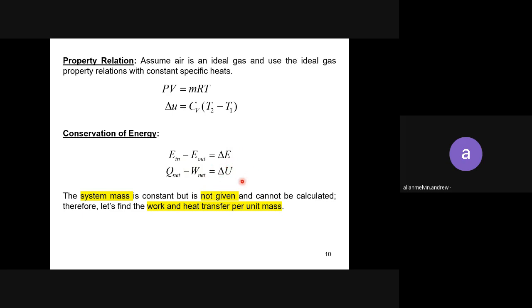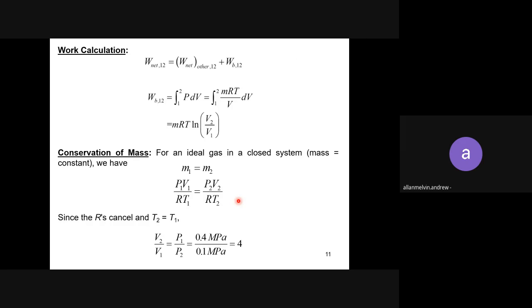changes in internal energy. The system mass is constant, but it's not given. So system mass. So kalau nak gunakan formula ni, if you want to use this formula, so M is not given in the question. So automatically, you disregard. So you take per unit mass. So kalau you bagi sebelah kanan dengan sebelah kiri dengan M, so at the end you will get PV over M equals to RT. So M cancel. So you can straight away find work and heat transfer per unit mass. Okay, so if we calculate first, okay, this is from the derivation earlier. So we know that boundary work done equals to MRT ln V2 over V1.